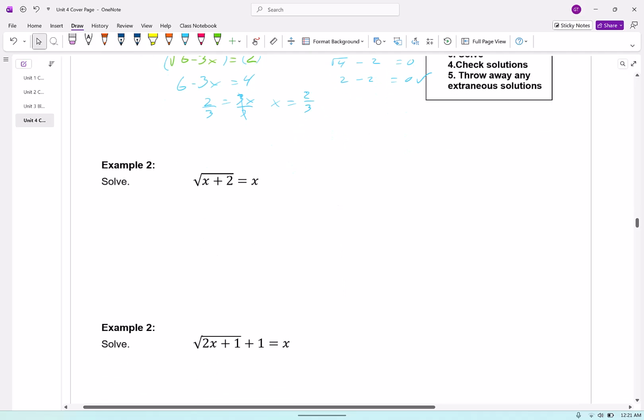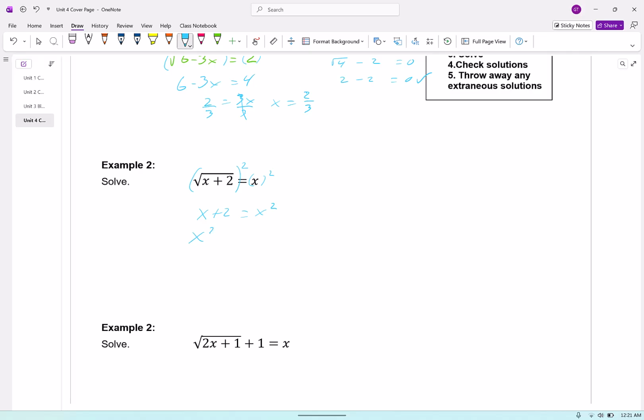All right, so try this one out. We got the radical isolated, so then we're just going to square both sides. So we get x plus 2 equals x squared. As you might suspect, this could potentially lead to a quadratic. And so I get these all on the same side, and I'll end up with x squared minus x minus 2 equals 0.